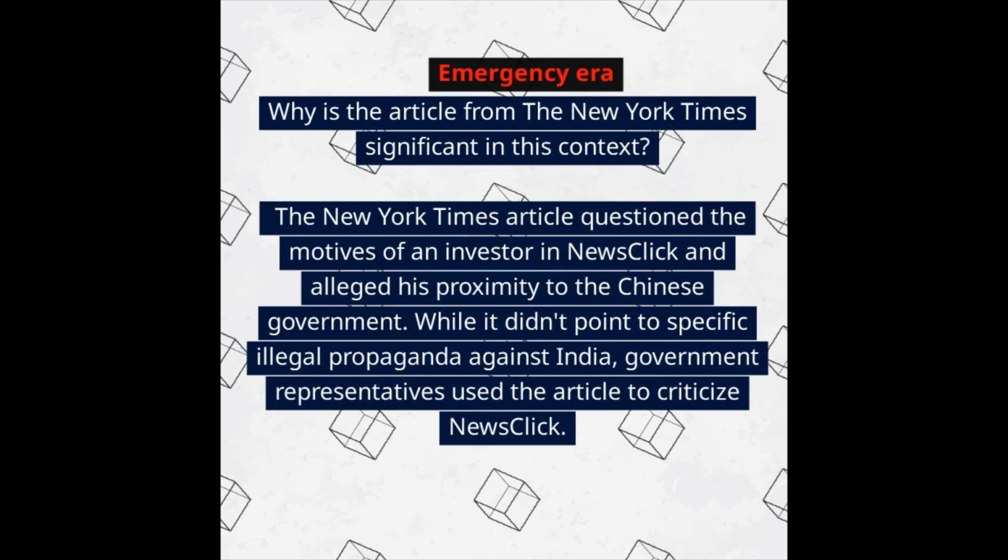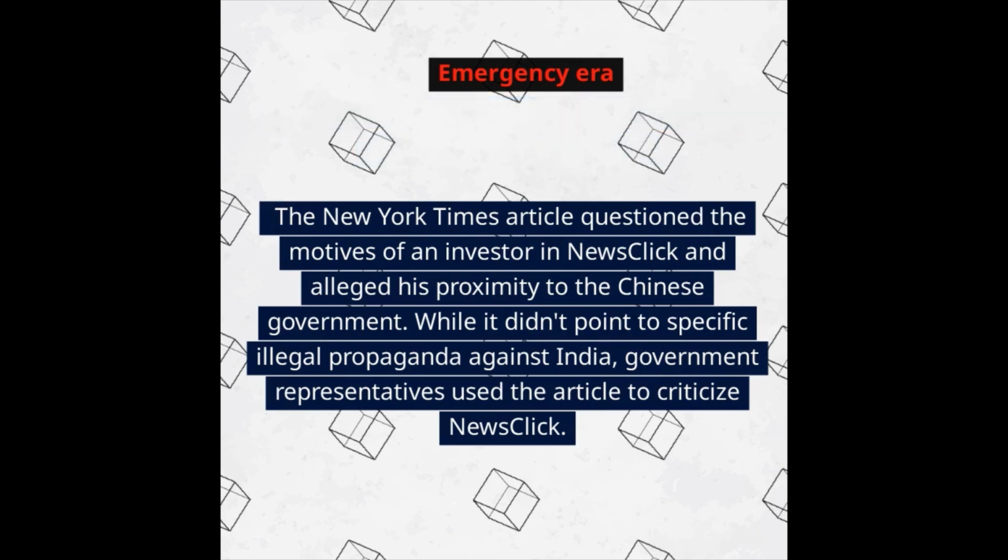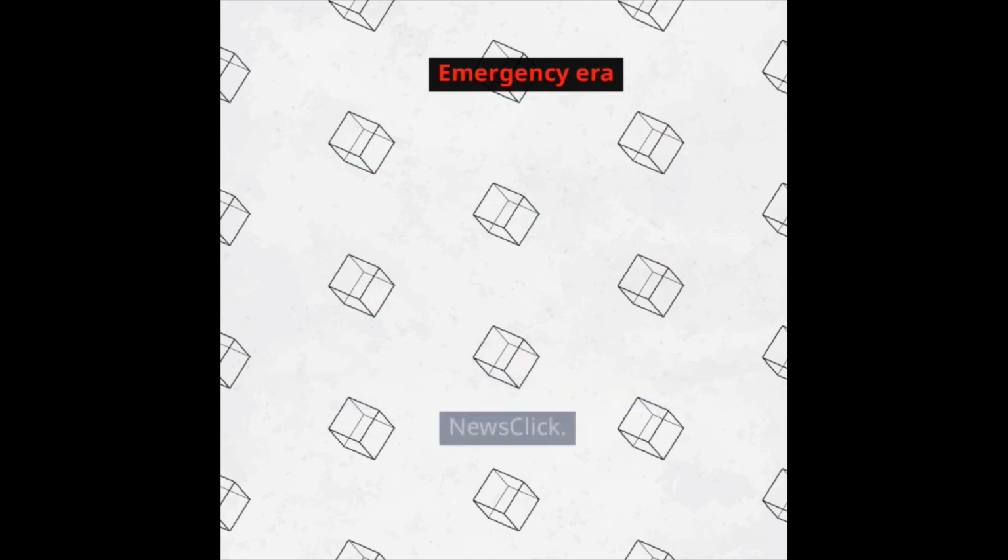Why is the article from the New York Times significant in this context? The New York Times article questioned the motives of an investor in NewsClick and alleged his proximity to the Chinese government. While it didn't point to specific illegal propaganda against India, government representatives used the article to criticize NewsClick.